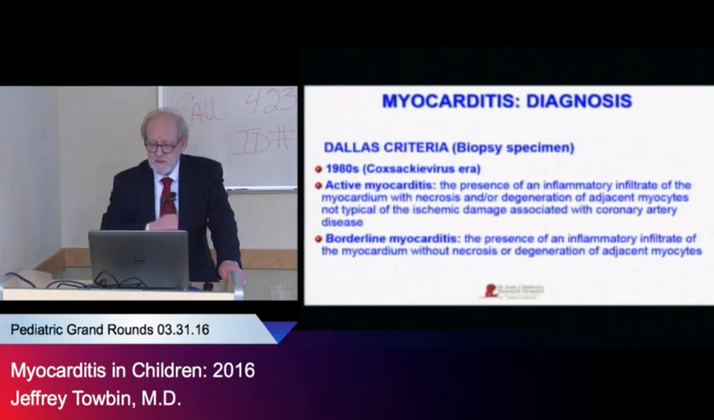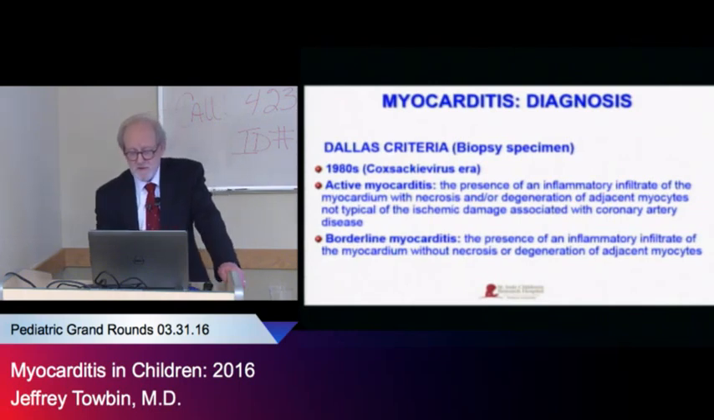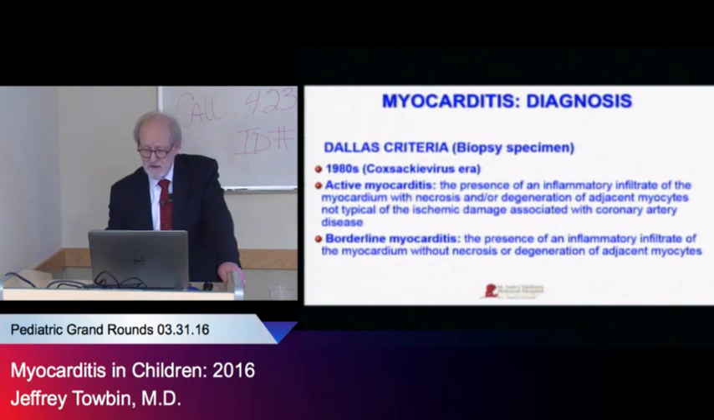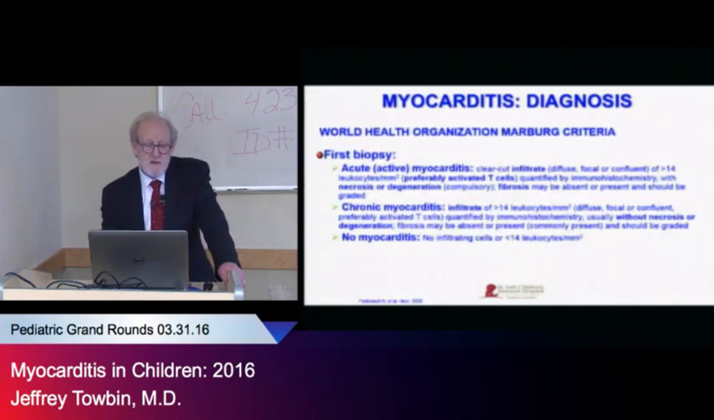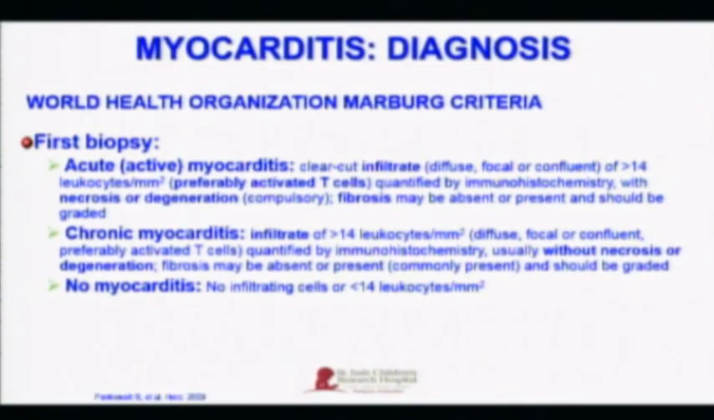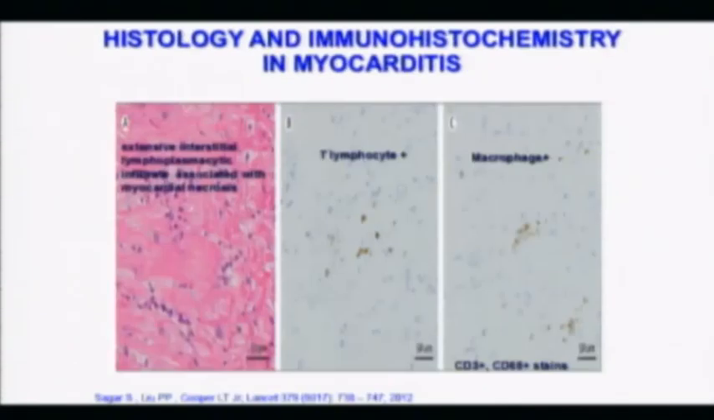Borderline myocarditis, there's infiltrate, but there's no necrosis, there's no degeneration, there's no fibrosis typically. So there are a number of different diagnostic criteria, one of which is the World Health Organization criteria, where they broke it down into further. And they were very specific about how many white cells per field that you were going to see, whether or not you had fibrosis or not. And that was the differentiator between acute or active myocarditis and the chronic forms versus none. And that's demonstrated here with the different approaches.